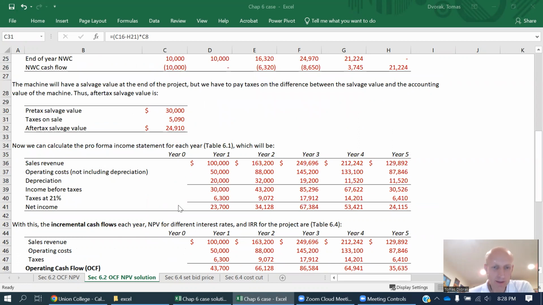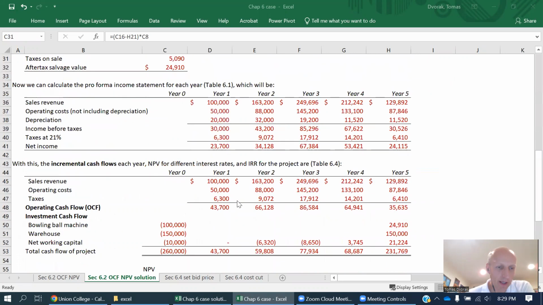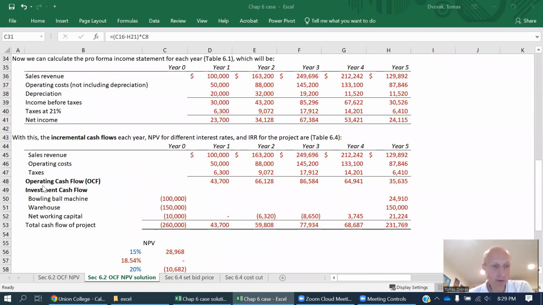We needed to get to net income so that we could calculate taxes. Then we calculated operating cash flow, investment cash flow, and at the bottom line, we calculated the total cash flow associated with the project and calculated NPV and IRR associated with that project. Now, in section 6.4, we're going to do something similar, except the setup is a little different.